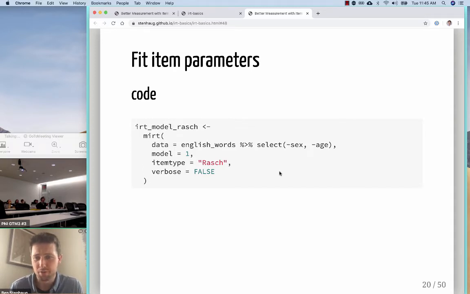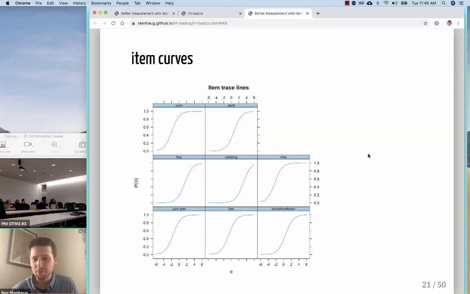I will walk through how to do this in R because mirt is a really good package that's been written, but there are packages also available in I think any software. I'm applying it to the English words data frame. I don't give it the sex or the age, just the item response matrix, which is why I'm removing those 2 columns. Model equals 1 says that the theta dimension is going to have length 1, so it'll be unidimensional. Item type is Rasch. We'll talk more about that, but that basically means it's just going to be an item easiness, and verbose is not going to do anything.